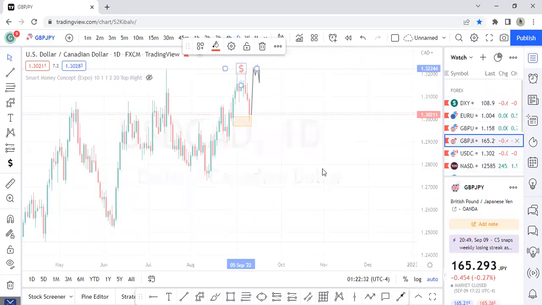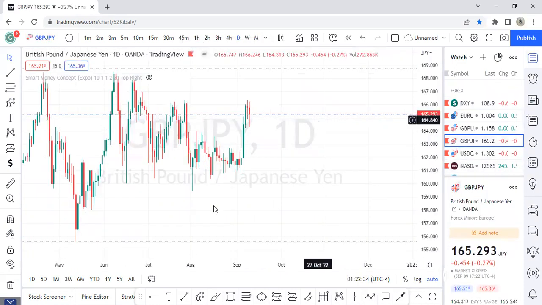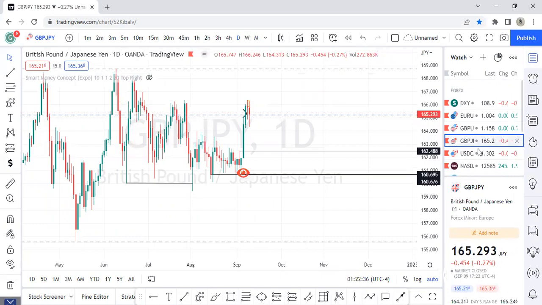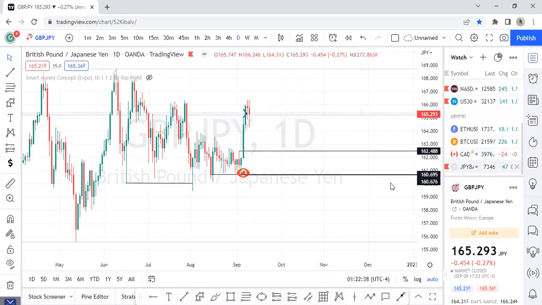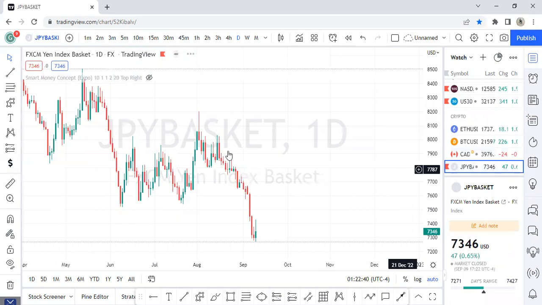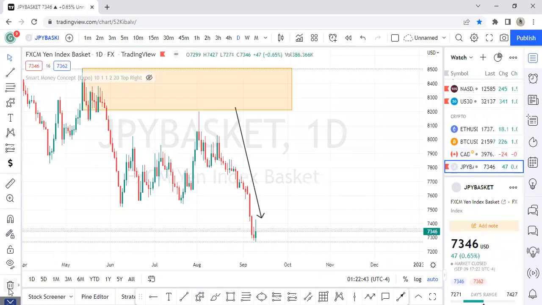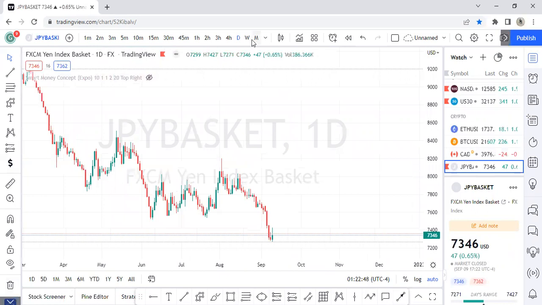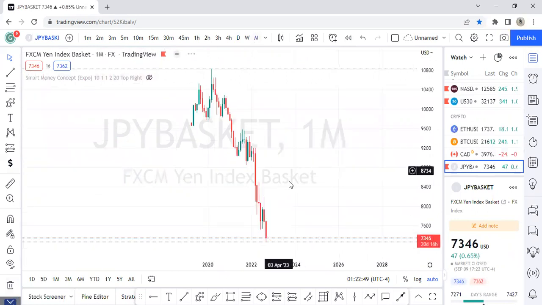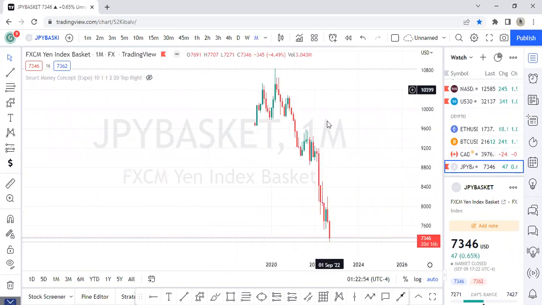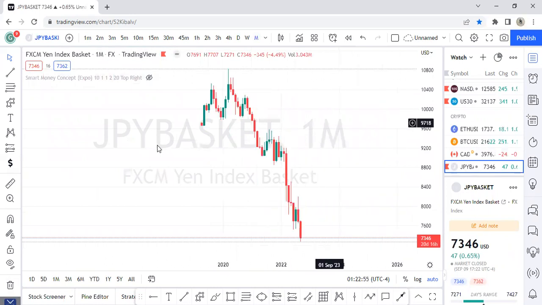Let's look at the British pound against the yen. Let's go to the yen basket to see what the yen is doing. Let us delete all this. Look, the yen basket is very bearish. Let's go to the monthly time frame to see what the yen basket is doing there.